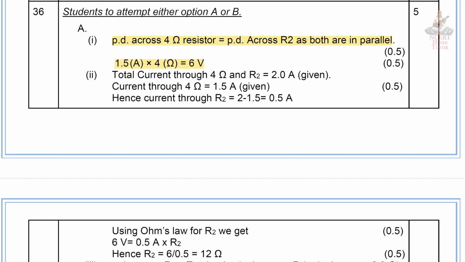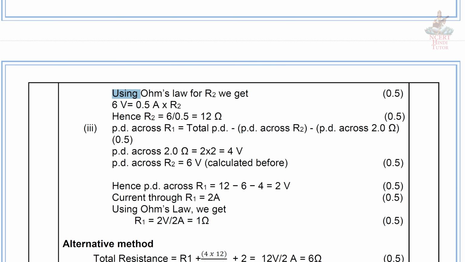Second, total current through 4 ohm and R2 is equal to 2 ampere. Current through 4 ohm is equal to 1.5 ampere, given. Hence, current through R2 is equal to 2 minus 1.5 is equal to 0.5 ampere. Using Ohm's law for R2, we get 6 volt is equal to 0.5 ampere into R2. So, R2 is equal to 12 ohm.